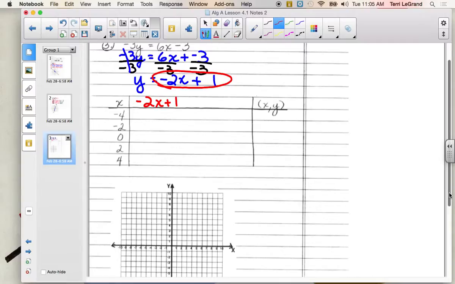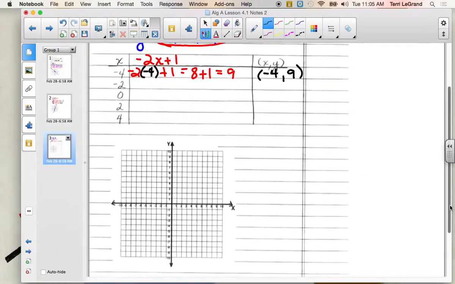So we'll start with -2. Sub in -4, add 1. What is -2 times -4? Isaac? Positive 8. Ian, what's 8 plus 1? 9. Thank you. Okay, so we have ordered pair what, Ian? -4, 9. Okay. So let's go put that ordered pair on our graph.